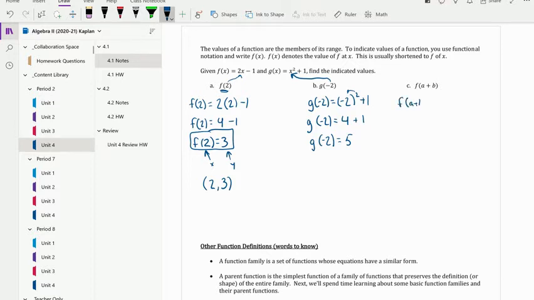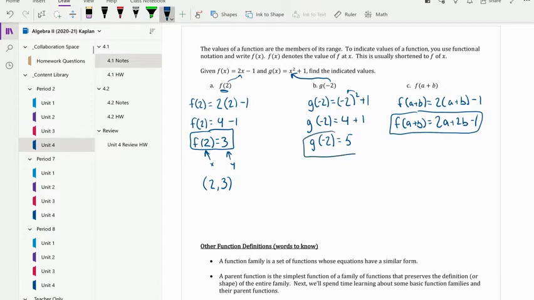So f of a plus b is going to be 2 times, instead of x, a plus b minus 1. Okay, and then as we simplify that, the first thing we want to do is distribute, so 2a plus 2b minus 1. And if you notice, none of these are like terms, right? 2a is different from 2b is different from negative 1, so that's actually your final answer.